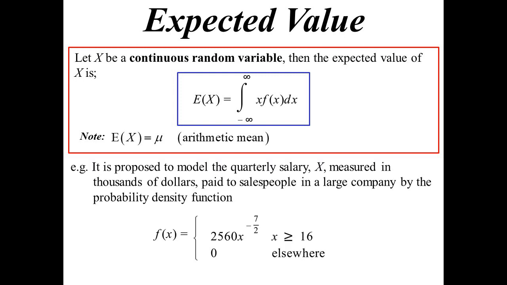So let's say this is our probability distribution for, what are we doing? So this one's a salary. It's proposed to model the quarterly salary, measured in thousands of dollars, of salespeople. And we're only interested in x greater than or equal to 16. So we're going to look at the median and the mean, and from there give a bit of a description of the salaries.